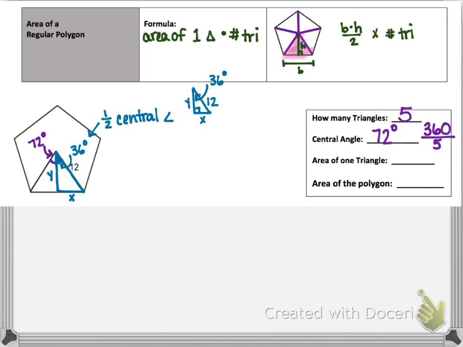So let's go ahead and find X first. Let's label up our sides. Across from that 36-degree angle is my opposite, so that's going to be X. My hypotenuse was 12, because he's across from the right angle. And the one that's left over is my adjacent, so that's Y.